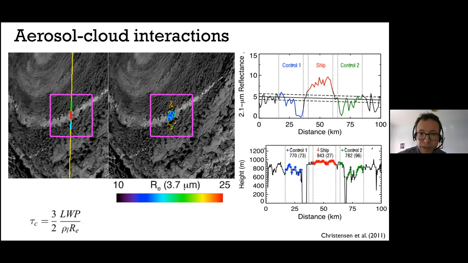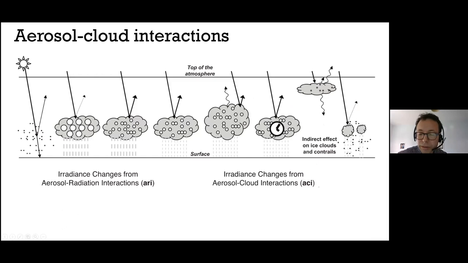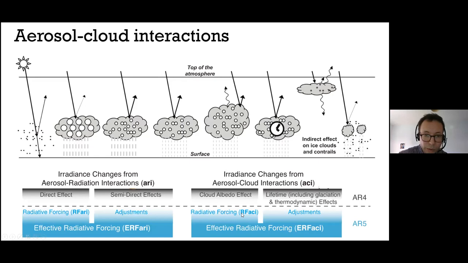Now, since the fifth assessment report of the IPCC, there has been a change in terminology. So this is what we call aerosol radiation interactions, as I mentioned before, and this semi-direct effect as well. And the aerosol cloud interactions are now split into this radiative forcing, which is this effect, also called the Twomey effect. And so that's the effect of clouds being brighter if there are more aerosols available, under the assumption that the liquid water content or liquid water path doesn't change.